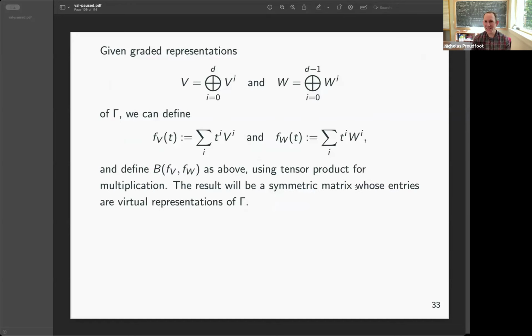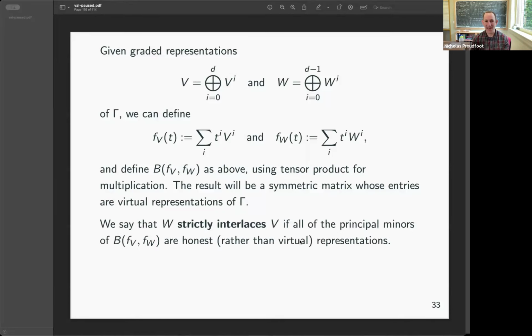Now I want to use this to come up with an equivariant version of this conjecture. If I have two graded vector spaces or graded representations of a group, then I can make polynomials where v_i is the coefficient of t to the i. So these are polynomials whose coefficients are not numbers, but representations of my group. Now I can define the Bézout matrix as before, using tensor product instead of multiplication. And now I'll get a symmetric matrix whose entries are virtual representations of gamma, alternating sums of representations of gamma.